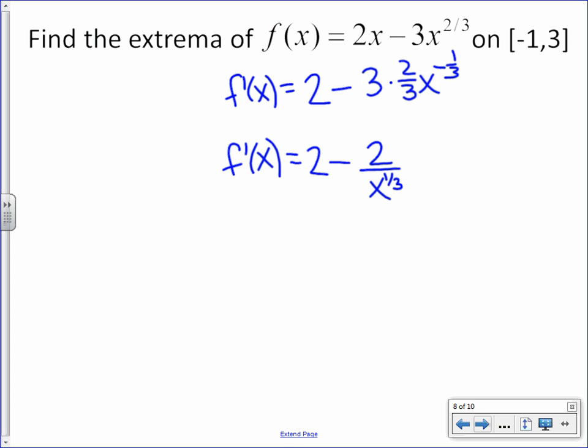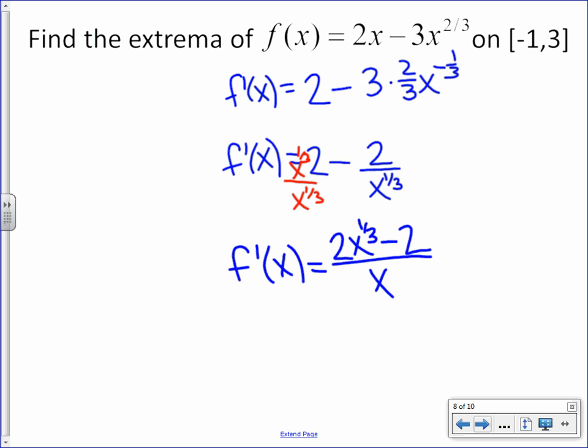What we're going to need to do is make a common denominator. So this 2 over here, I'm going to multiply by x to the 1/3 divided by x to the 1/3. And then we would have common denominators. So our derivative is going to be 2x to the 1/3 minus 2 over x to the 1/3.